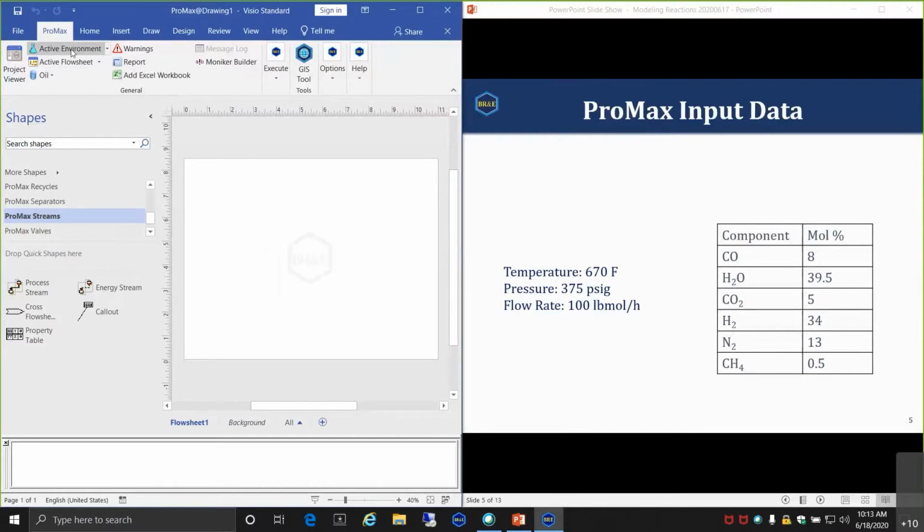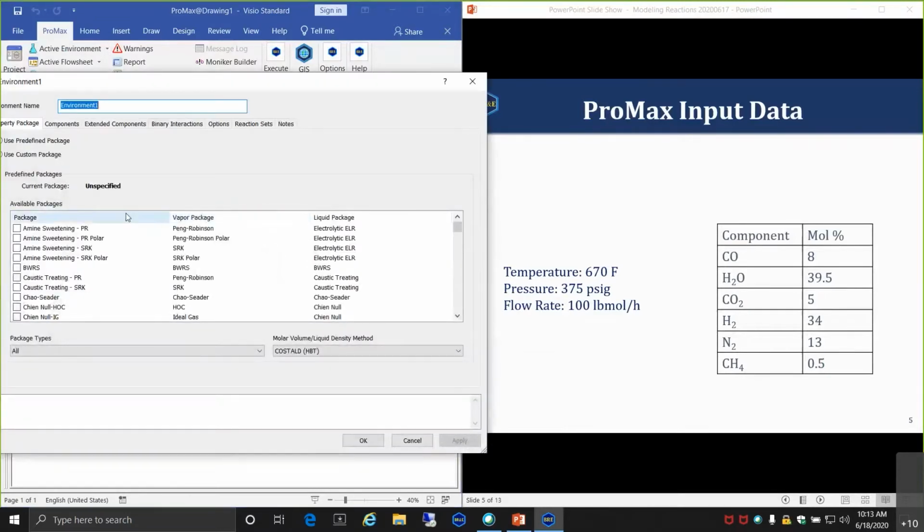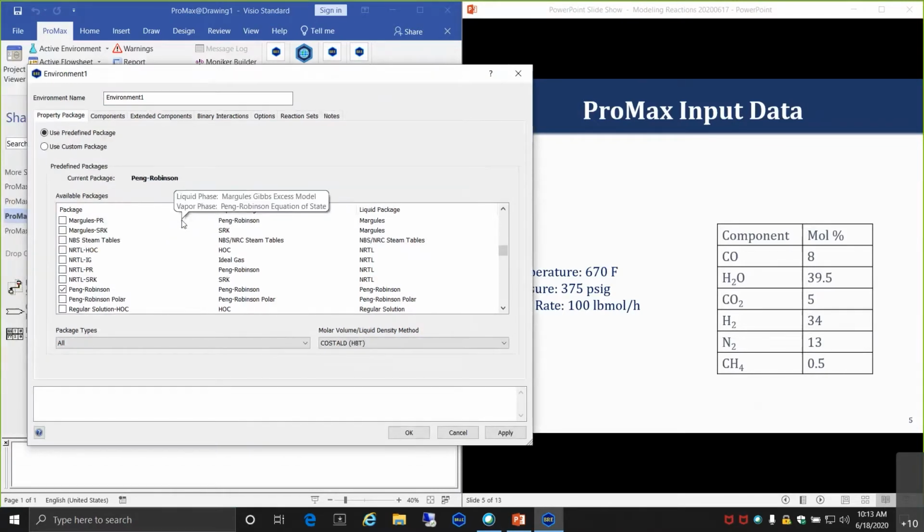So the first thing we're going to do, since this is Gibbs minimization, we don't need to define any kind of reaction. So we are simply going to define our environment. We're going to bring in our active environment. We'll use Peng Robinson. You can use SRK or any other property package as you wish. For this particular reaction, Peng Robinson will work fine.